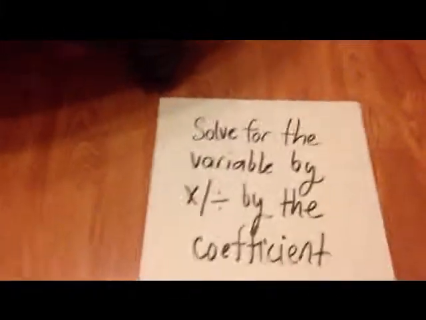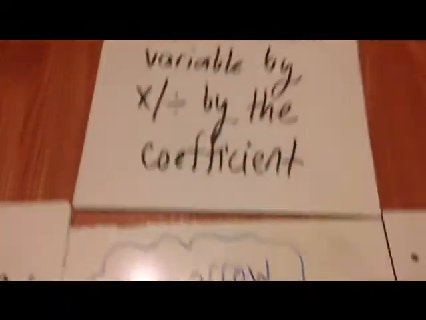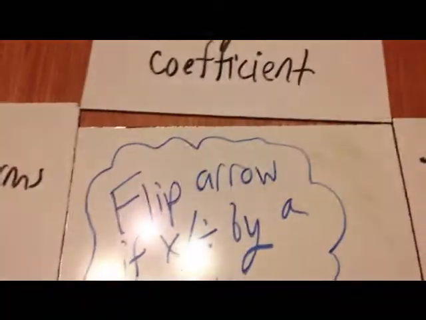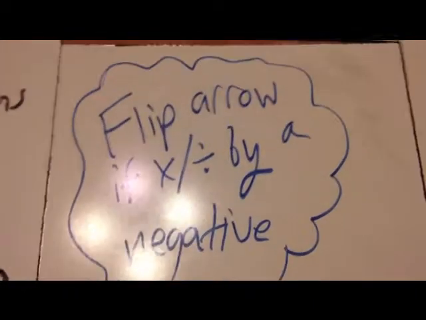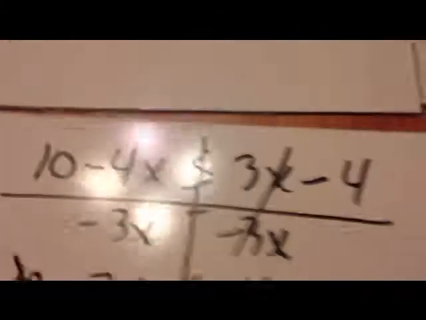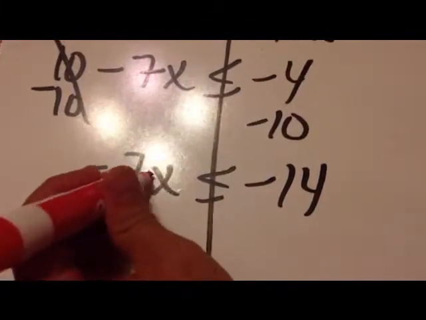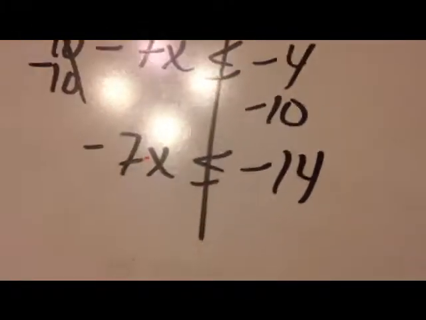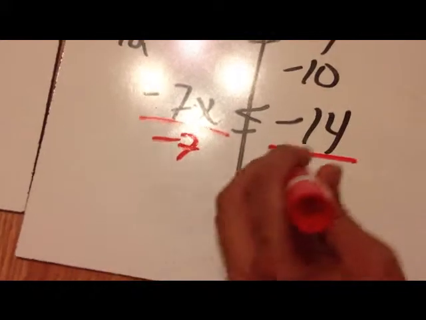Now, the final step is where you're actually solving for the variable by multiplying or dividing by the coefficient. Now remember, with inequalities, there's one super big difference, which is if you ever multiply or divide by a negative, you have to flip the arrow. All right. So here we are. We moved the terms, and now we're solving. So in between the negative 7 and x goes a multiplication. So the opposite of times negative 7 is divide by negative 7.